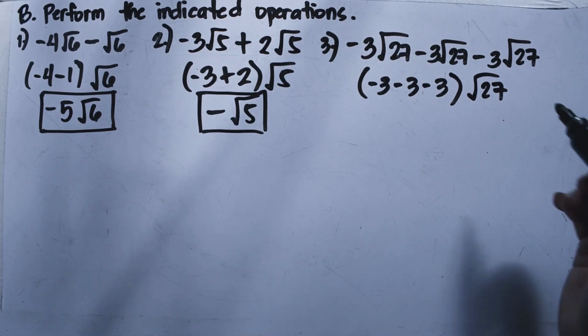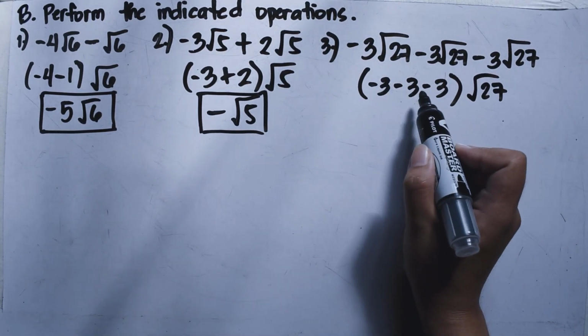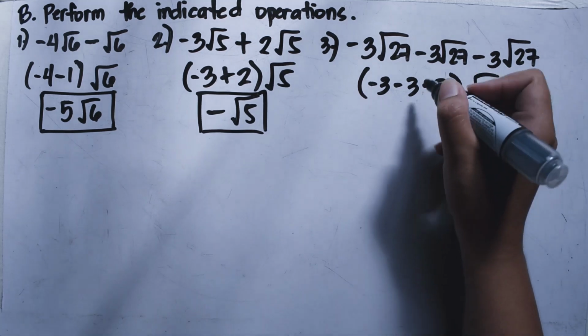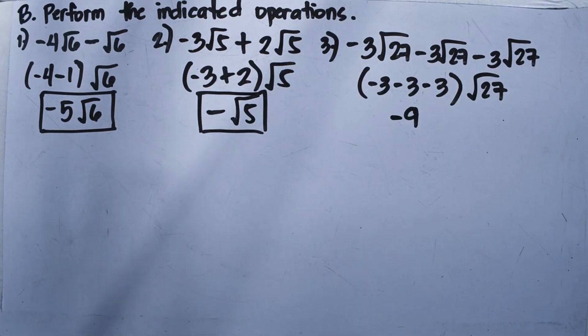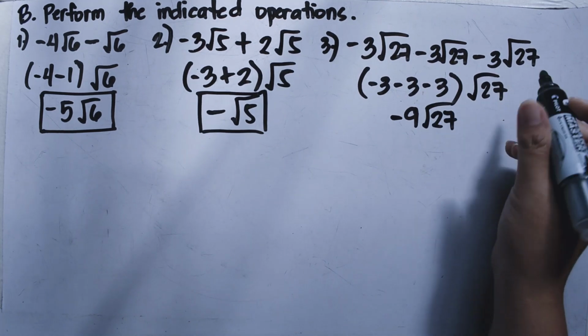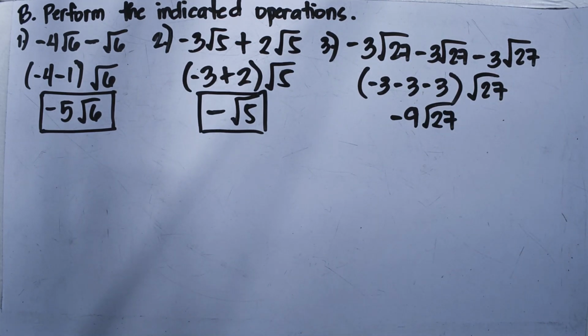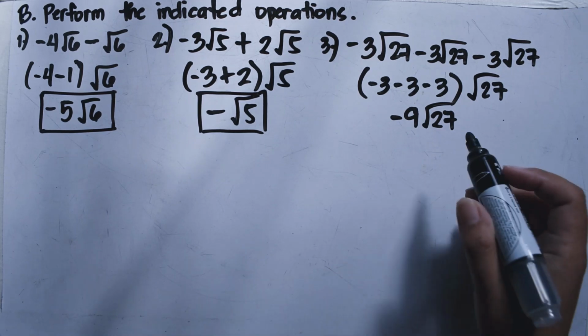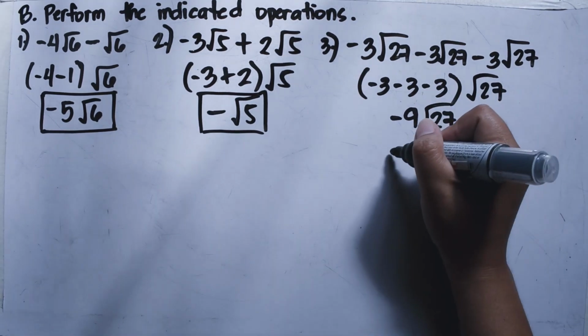Sa pag-subtract ng radical. So, we have negative 3 minus 3 minus 3. Dahil pare-pareho ang sign, we add, and then we keep the sign, di ba? So, negative 9. And then just copy square root of 27. Oh, now, masisimplify pa po ba natin to? Yung 27? Yes, di ba nasisimplify yan? Dahil yan po ay may perfect na factor. So, we have negative 9.